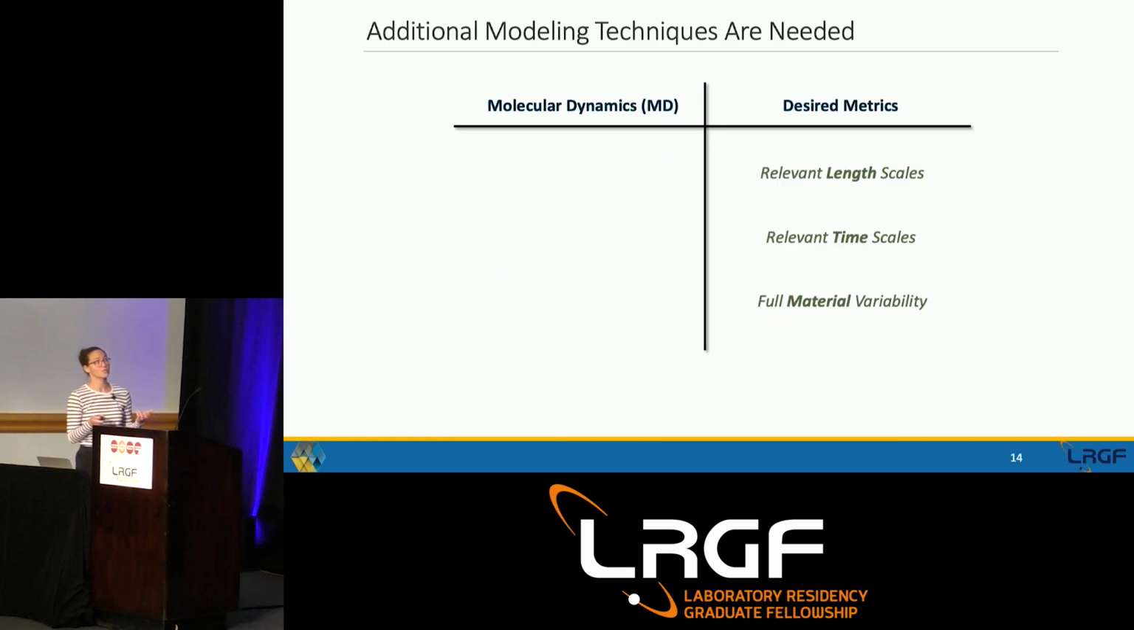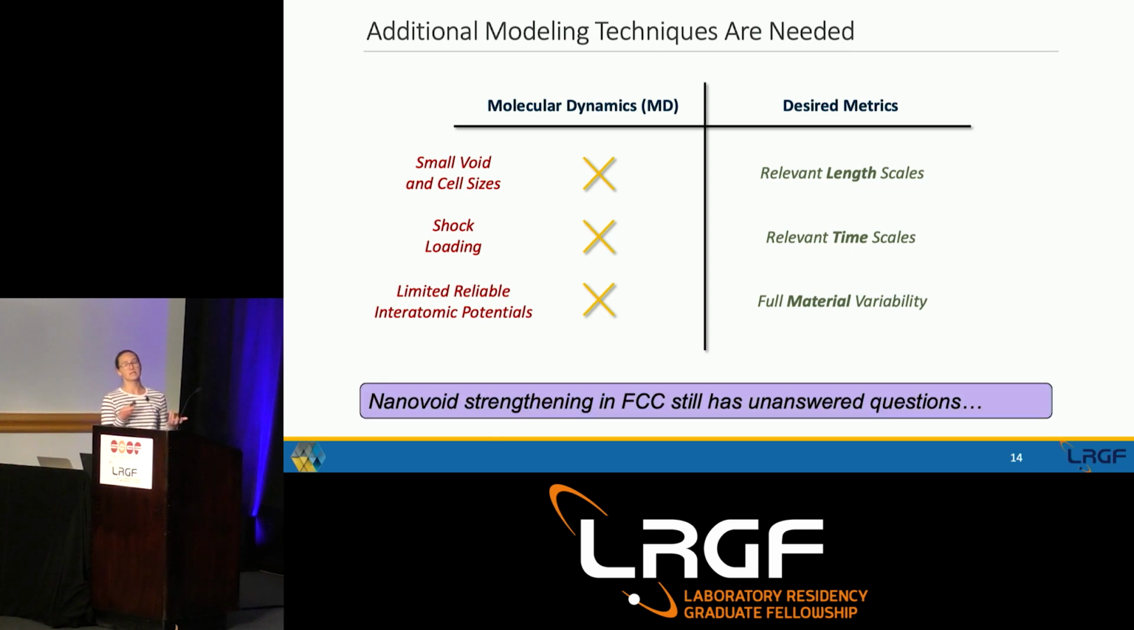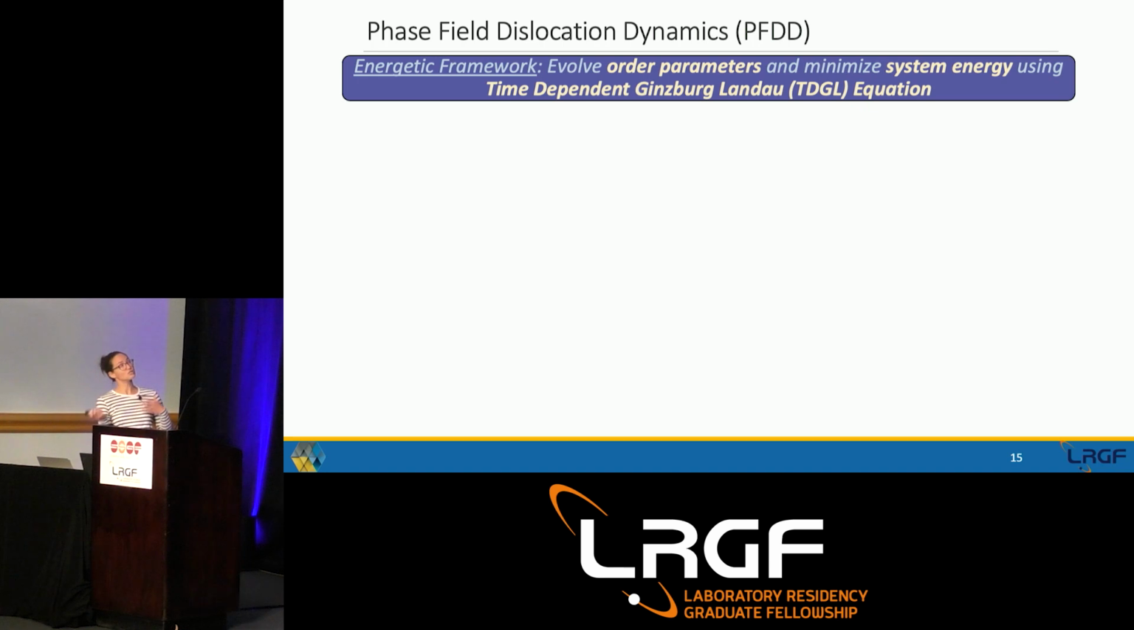But this isn't the end of the story, of course. So we know very well that molecular dynamics is a very powerful tool, but it's just that, it's a tool, it's not the end-all be-all solution. So we're kind of limited in how we further explore this space. We are limited in small void sizes and cell sizes. We're limited in timescales because molecular dynamics is very high strain rate loading. And then we're also, again, limited in these reliable interatomic potentials. So we're limited in how many materials we can investigate. And because stacking fault width is a material property, we're limited in how we investigate the influence of stacking fault width. So in FCC materials, we still have unanswered questions.